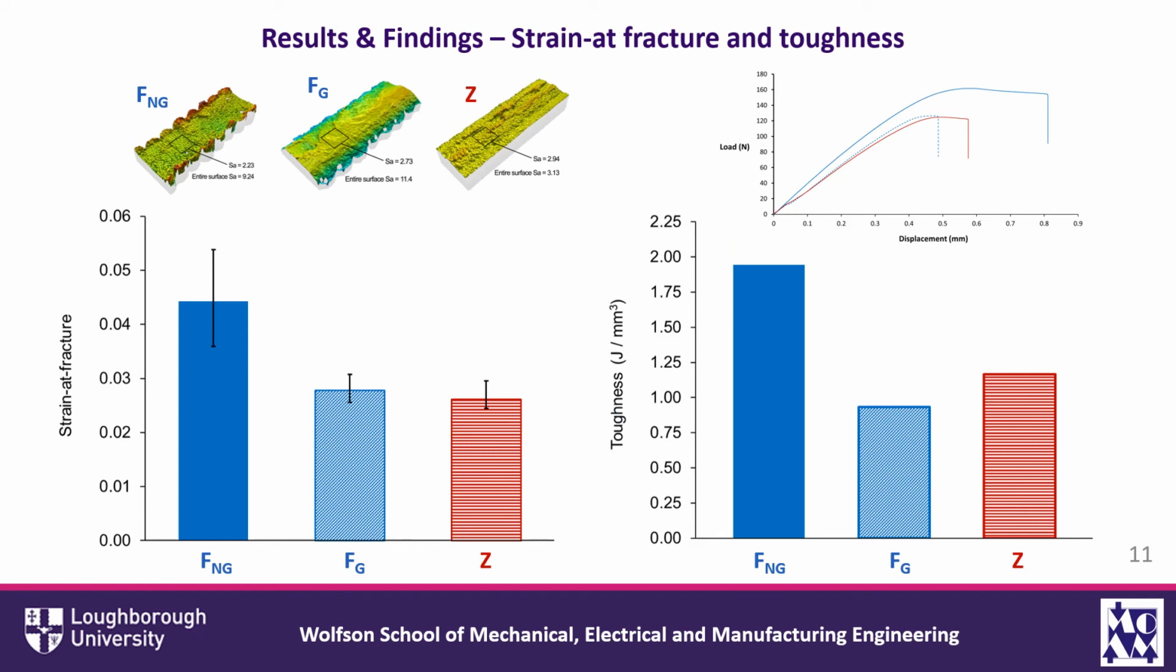Further evidence that the geometry is responsible for the reduction in performance of the Z specimen is shown here, where we see the mean strain at fracture of the specimens. The filament non-grooved specimen, which, as previously mentioned, has the capacity to form shear lips, is showing significantly increased strain at fracture compared to the filament grooved specimen, which now resembles quite similarly the Z specimen. This is replicated in the toughness calculation, where we again see that the introduction of grooving has the impact of reducing the filament direction toughness to that of the Z specimen.